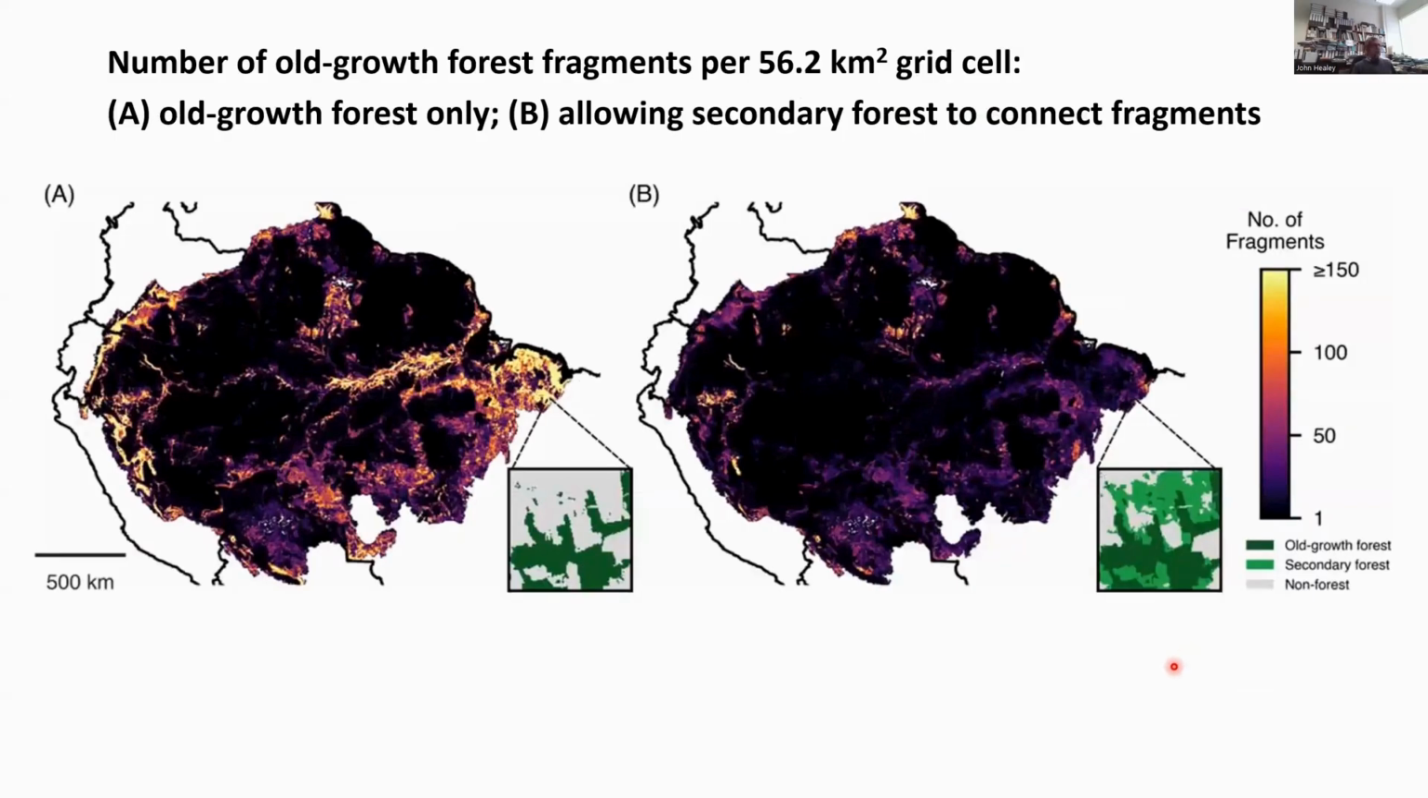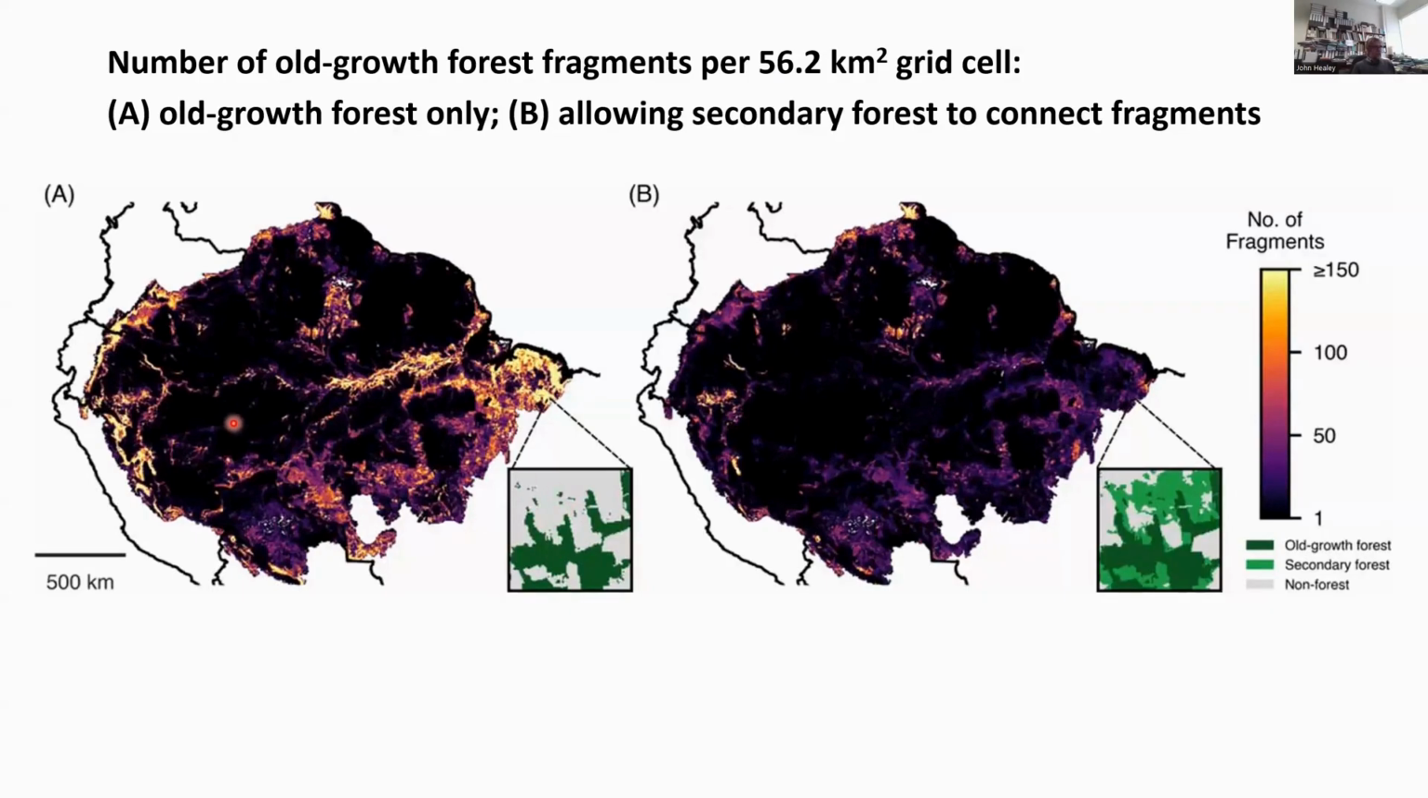So applying that, here again is a map figure for the whole of the Amazon. The number of old growth forest fragments, the grid cells here are 56 square kilometers each. In A here, the old growth forest. So this is showing the number of isolated fragments in each 56 square kilometer grid cell. And in the east of the Amazon, along the river, we have a huge number, even up to 150 isolated fragments in each grid cell.